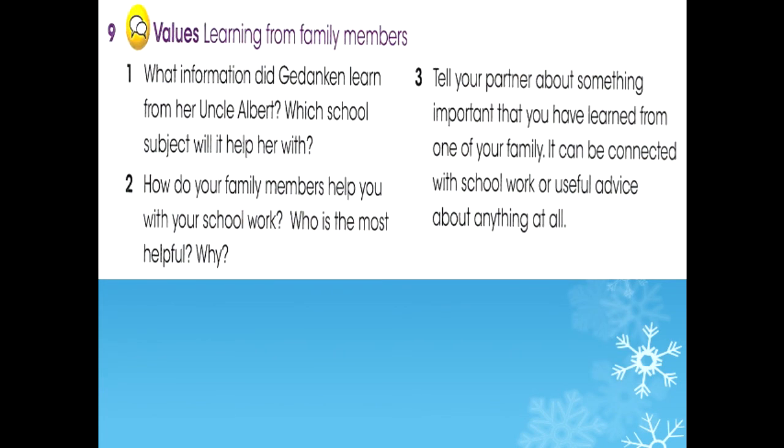Number 9, values, learning from family members. What information did Gedanken learn from her Uncle Albert? Which school subject will it help her with? How do your family members help you with your schoolwork? Who is the most helpful person in your family and why? Number 3, tell your partner about something important that you have learned from one of your family. It can be connected with schoolwork or useful advice about anything at all.